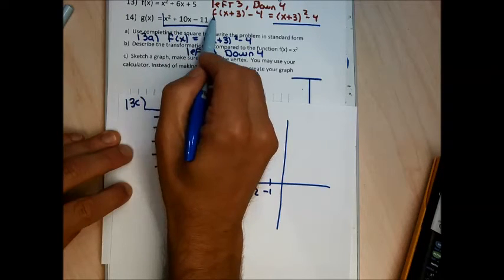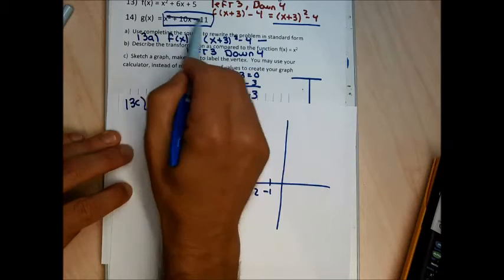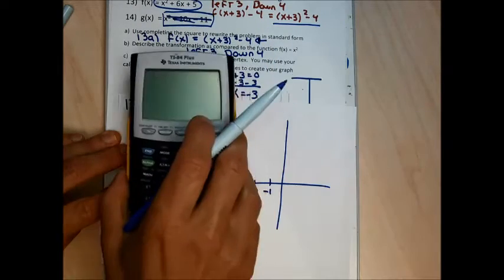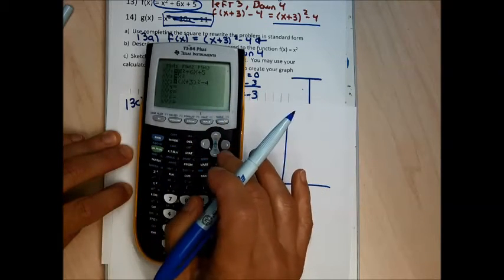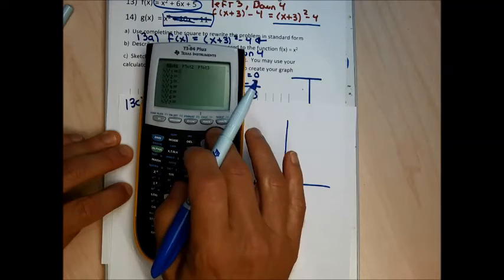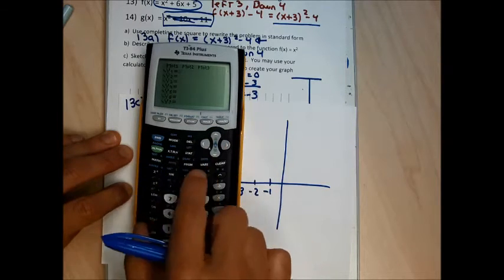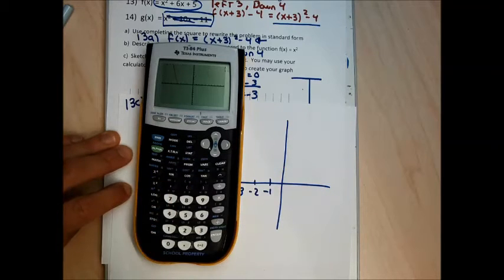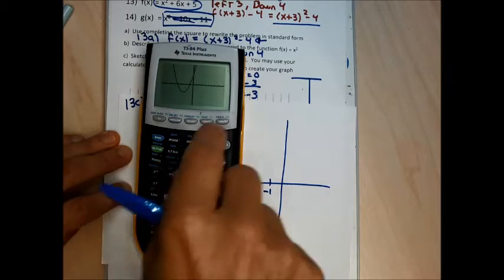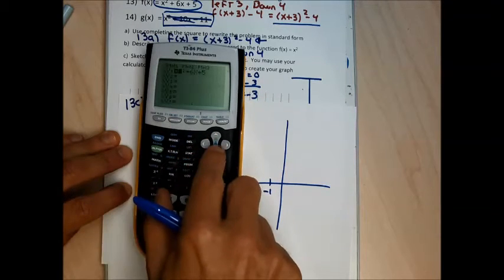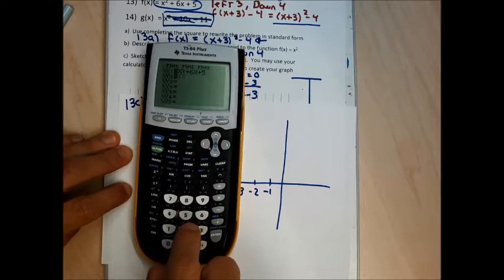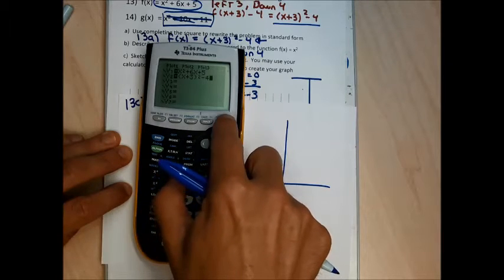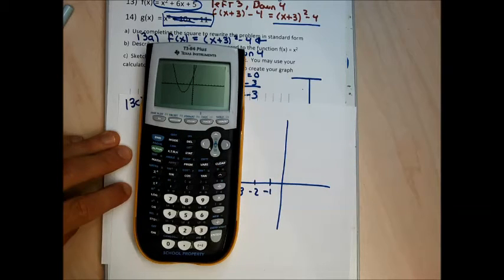I could graph this function, or I can graph this function, or I can graph this function. It turns out that the graphs are going to look the same. I kind of already did that. So let me clear this out, and let me just show you real quickly that if I graph the function x squared plus 6x plus 5, it graphs like that. And if I graph my answer to part A, x plus 3 squared minus 4, you're not going to see any difference. It's going to go right on my graph.